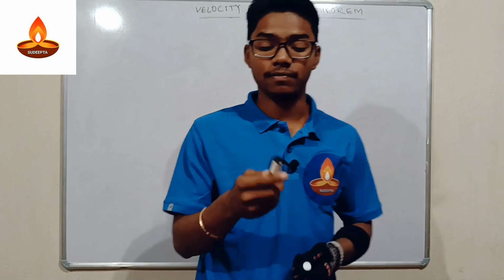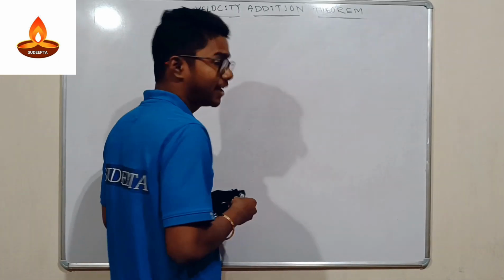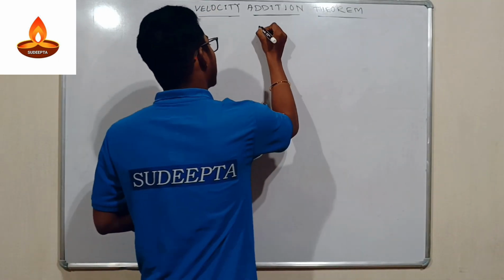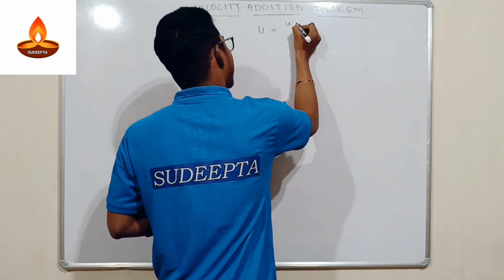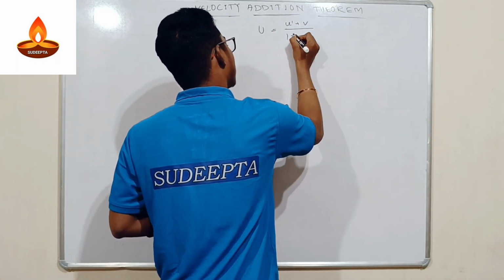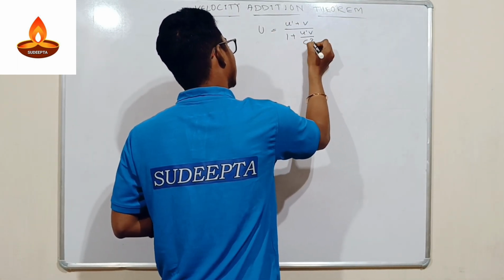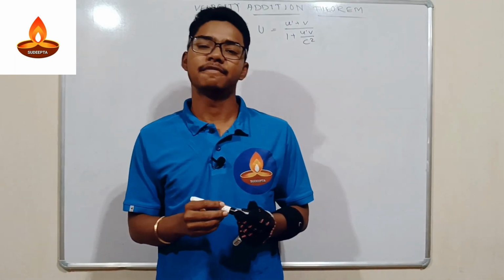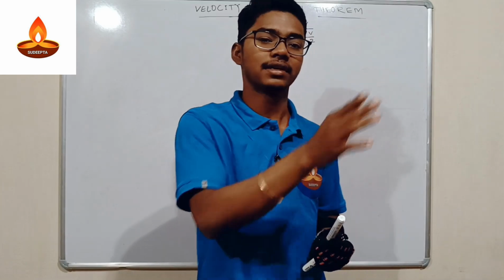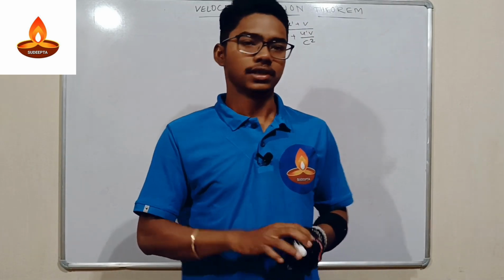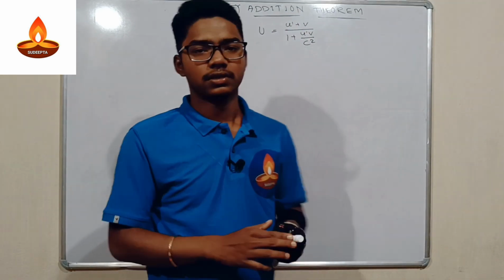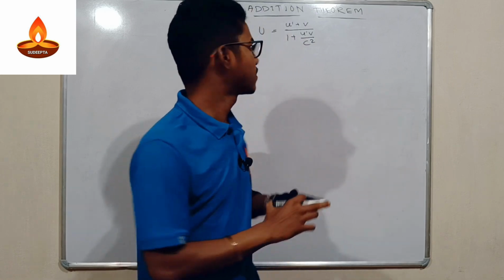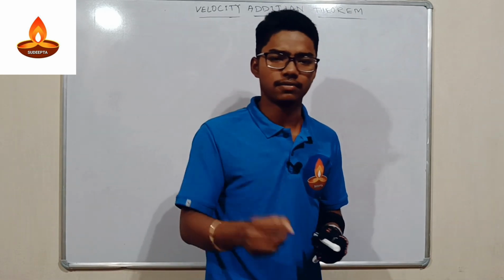If you remember, I used a formula, and I will write it again: u is equal to u dash plus v upon 1 plus u dash v upon c square. This is the velocity addition theorem I used in the relativistic mass derivation in the previous video, right? So in this video I am going to derive this. Before deriving this, I just want to tell you what the application of this theorem is.